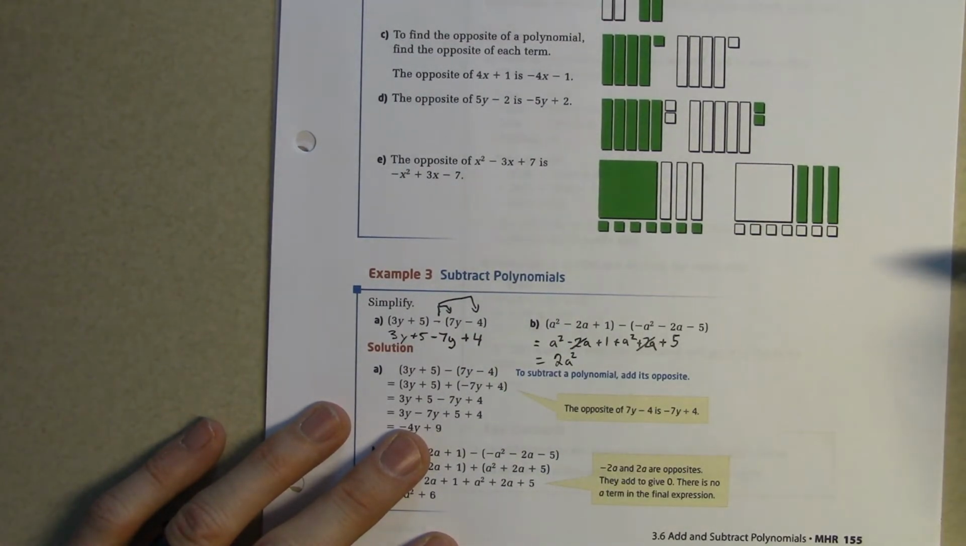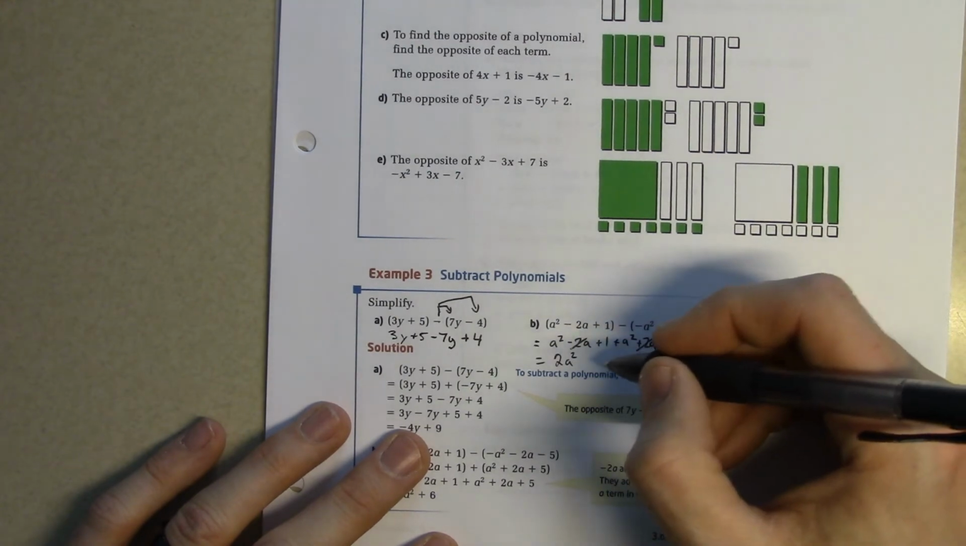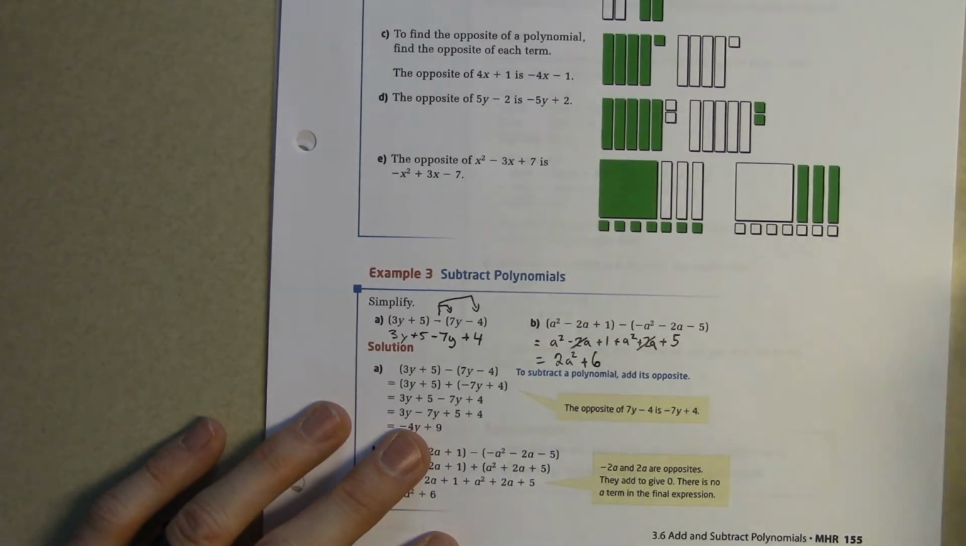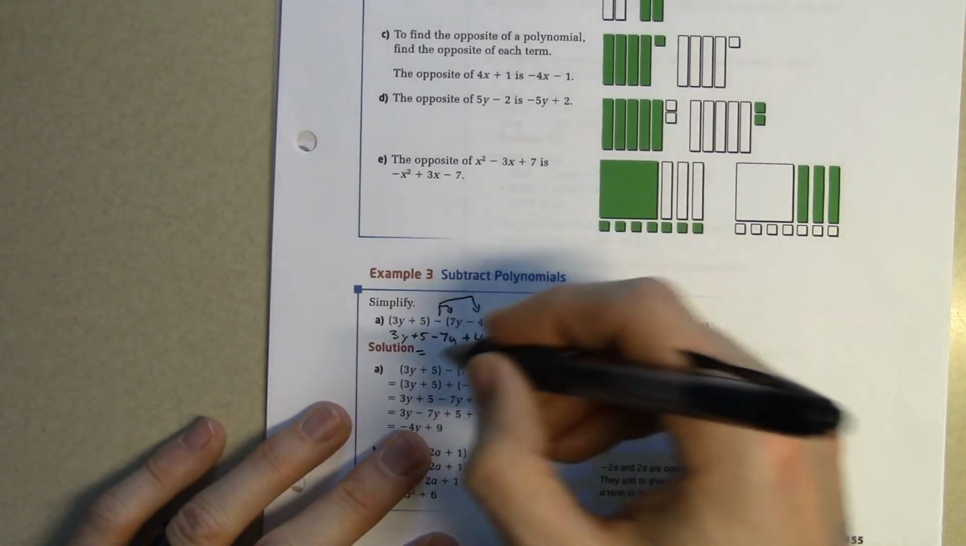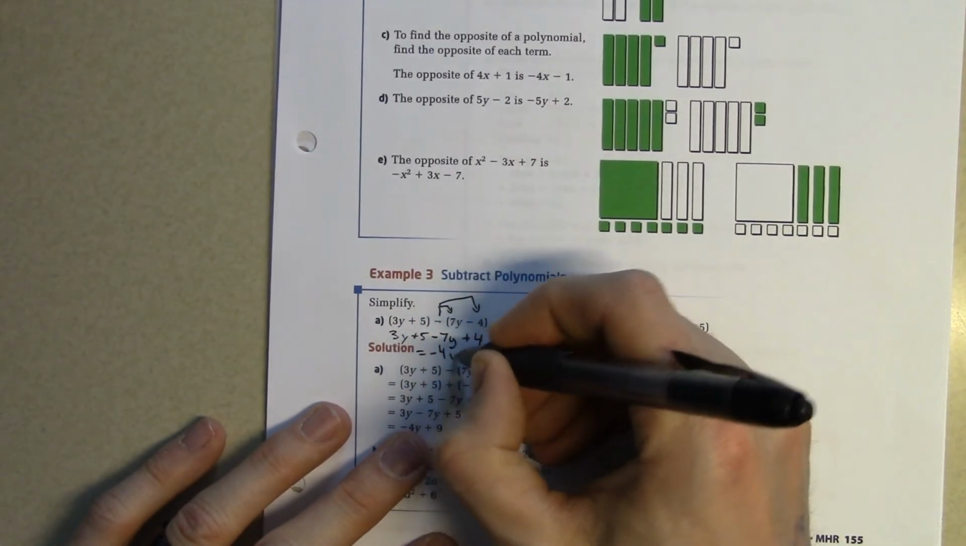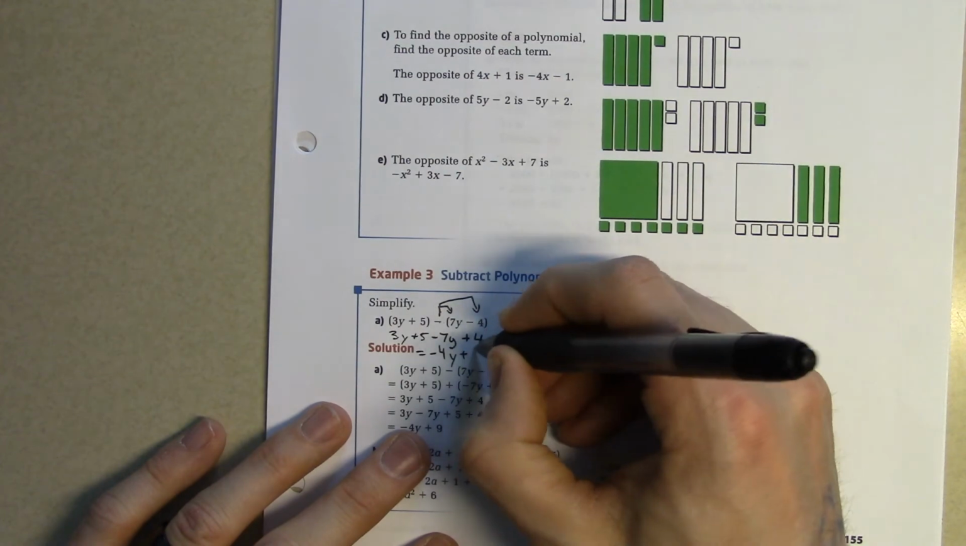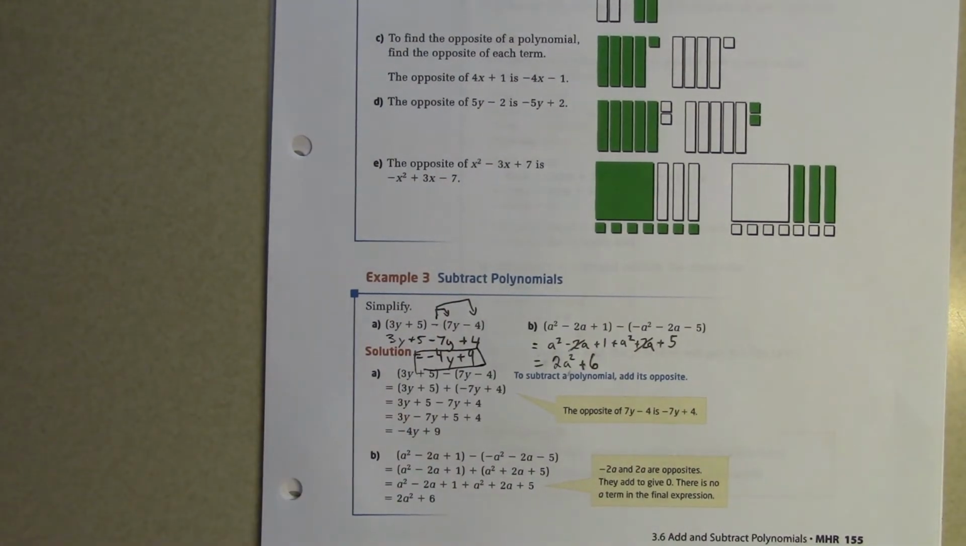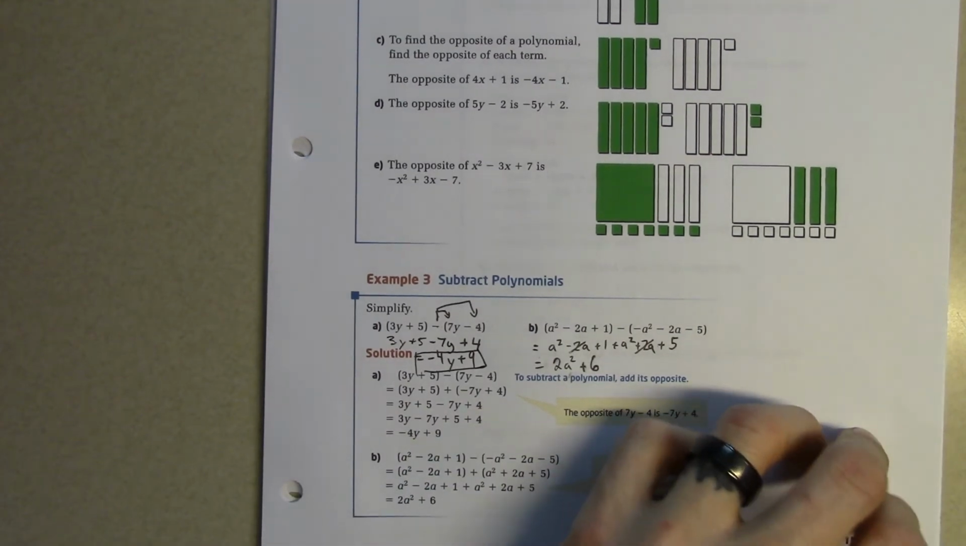And then it's 1 plus 5 equals 6. So plus 6, right? Okay, and this one I didn't finish off. 3y and negative 7y is negative 4y, and 5 and 4 is plus 9. Any questions there? All right.